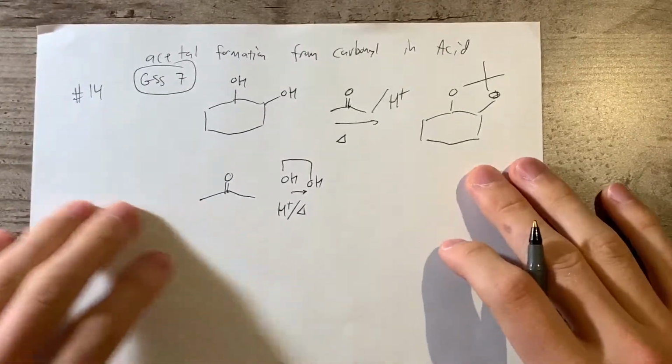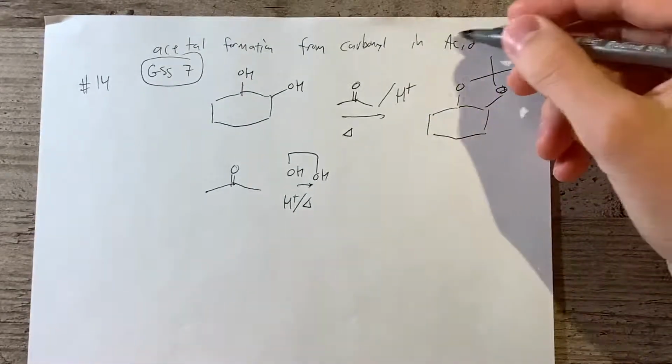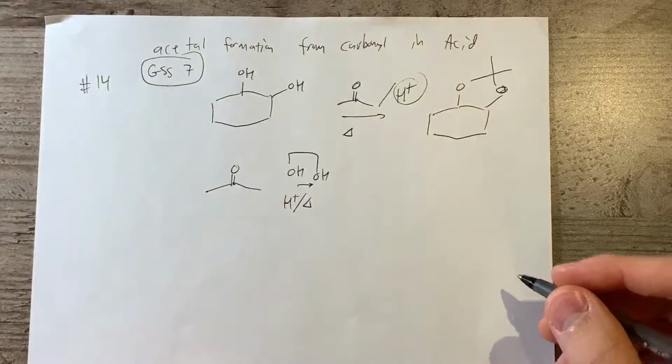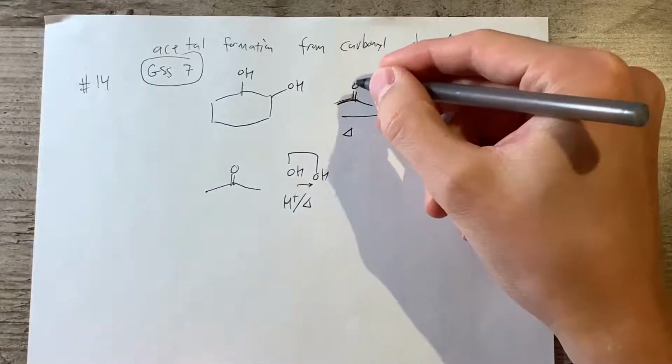What is going on today? We're looking at the acetal formation from a carbonyl in acid. The reason it's an acid is because we have H+. The reason it's carbonyl is because you have your carbonyl right here.